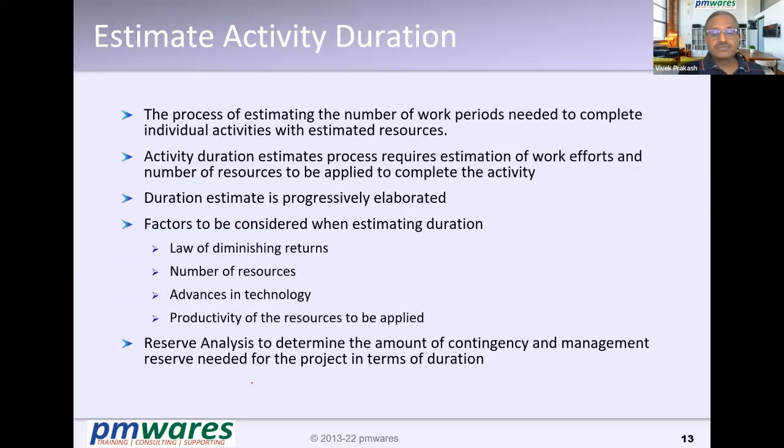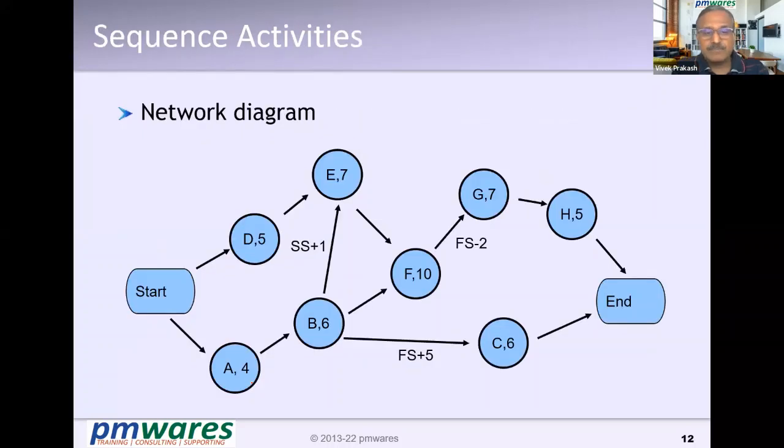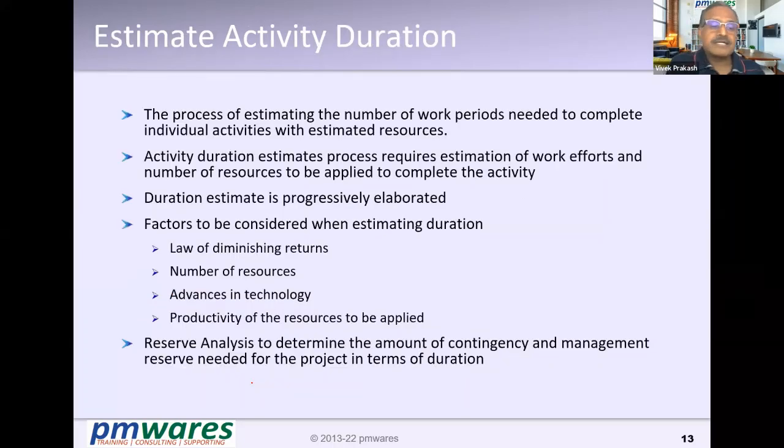Now, to come to the critical path, we have put the sequencing, but you see there are numbers mentioned in the nodes. What are they? They are the duration of that activity. E7, F10, H5 are the durations of the activities. How have we arrived at that? How much time, how much duration will an activity take? How do we arrive at it? That is the point. That is the next point.